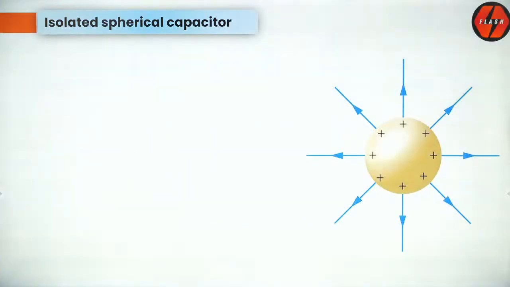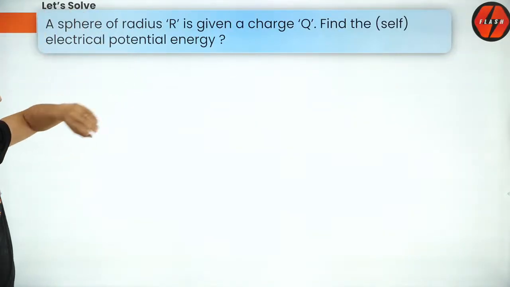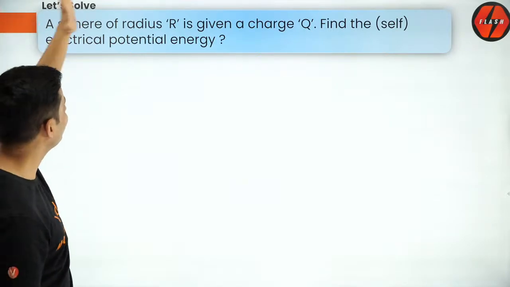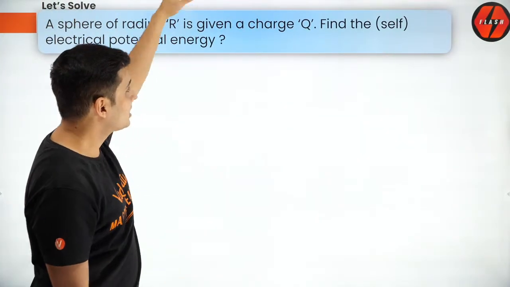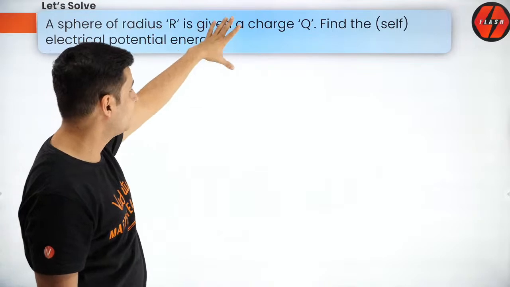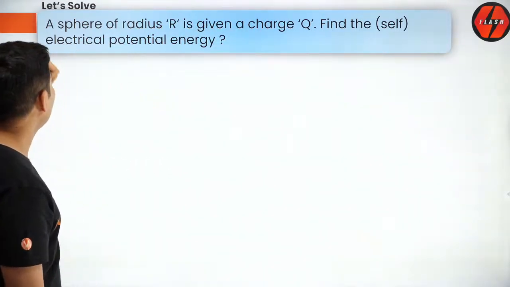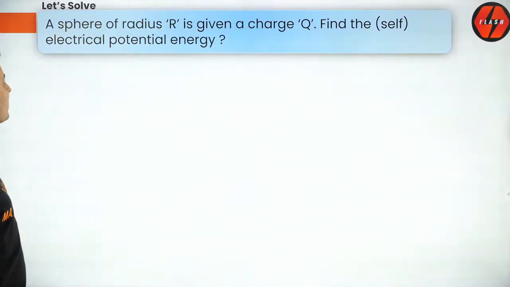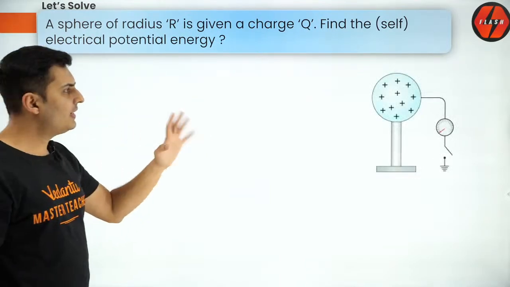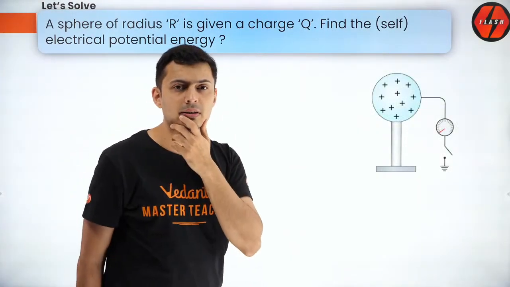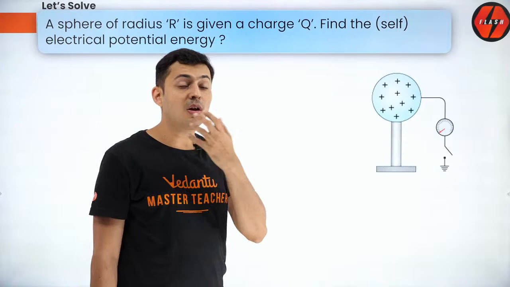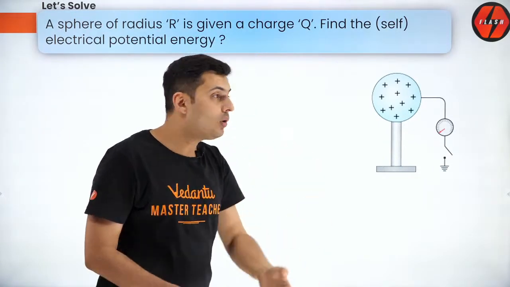Okay, chalo, let's solve a question. Now let's see this question. A sphere of radius r is given a charge q. Find the electrical energy of that sphere. So a sphere is given a charge. Find the energy of the sphere. Now you might be like, sir, how do you do it?